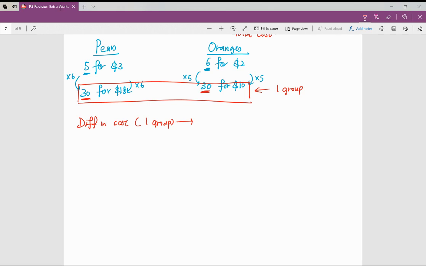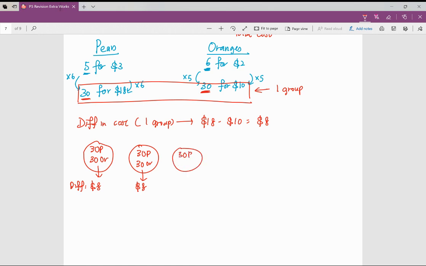So how to find the difference in cost for one group? I have $18 for pears, I have $10 for oranges, so that will be a difference of $8 in one group. What does this mean? I'm going to show it to you. There are 30 pears, 30 oranges in a group, and the difference is $8. Again, 30 pears, 30 oranges, the difference is $8.